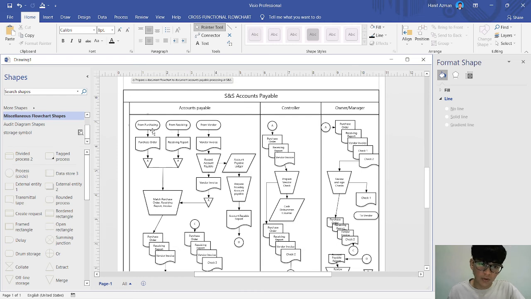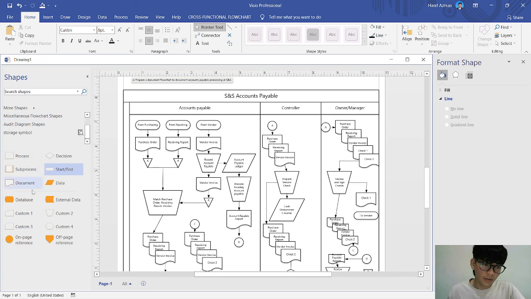In the account payable column, we start with start or end symbol. This one is a start or end symbol in the basic flow chart sheet. This sheet is called as a terminal, which is represent as the beginning and end point of iteration in a process and also used to indicate an external party.